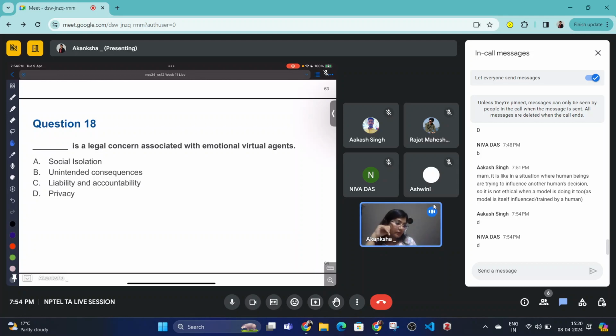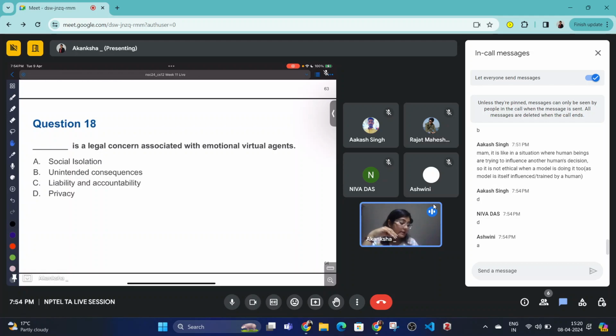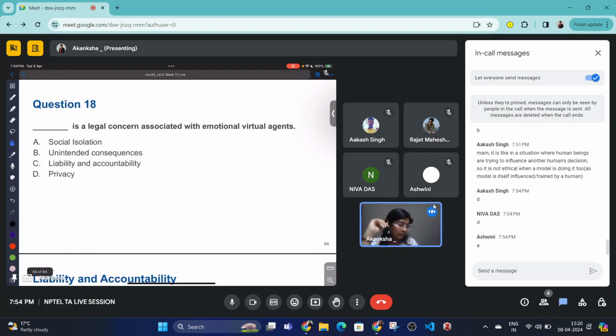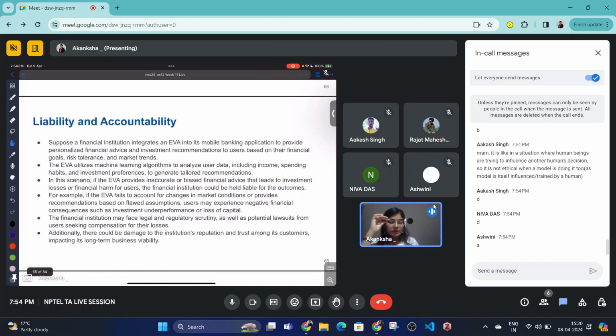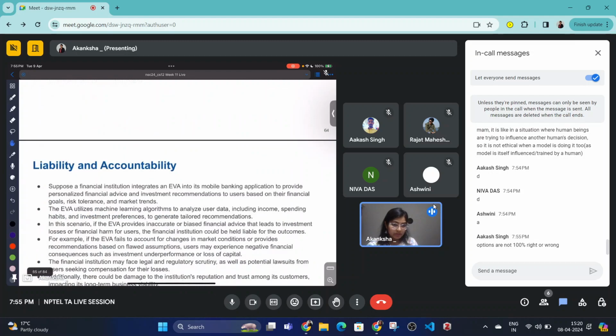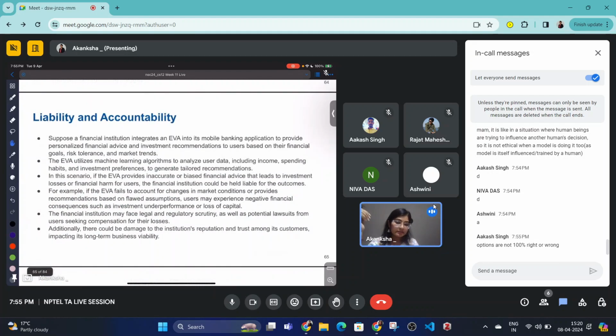This question is also slightly confusing, I would say. So the intent is, let's discuss this one. It tries to talk about this liability and accountability concept, which is, yeah, exactly, they're not 100% right or wrong. But let's talk about what liability means.